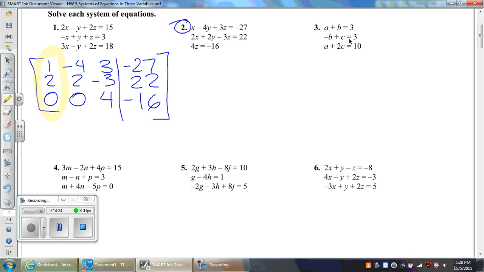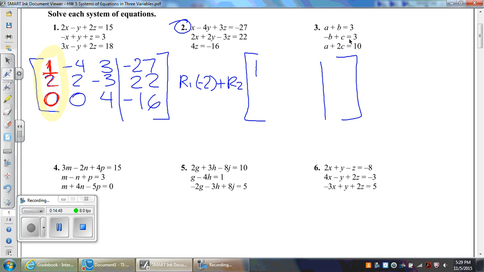sequence of steps. And so what I want you to remember is that first you need to work on getting that 1 on your column, and after that you work on getting those zeros. So in this case, we need to make this 2 turn into a 0. So what I'm going to do is say R1 times the additive inverse of 2, which is negative 2, plus R2. R1 stays the same.